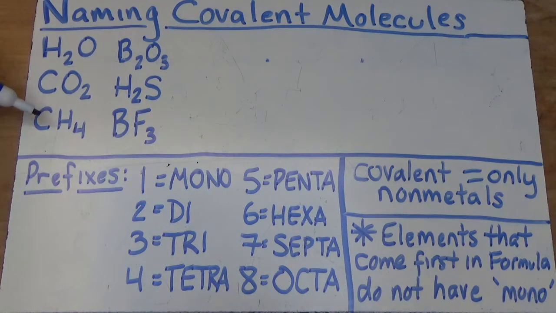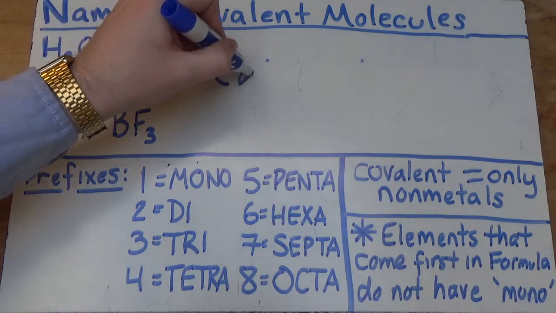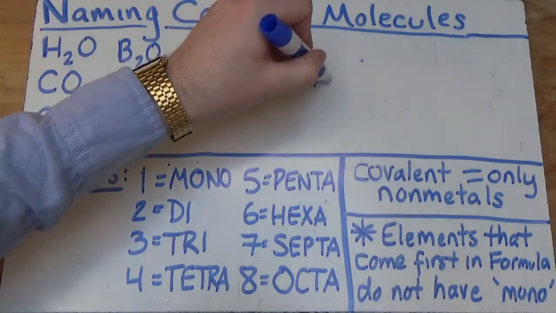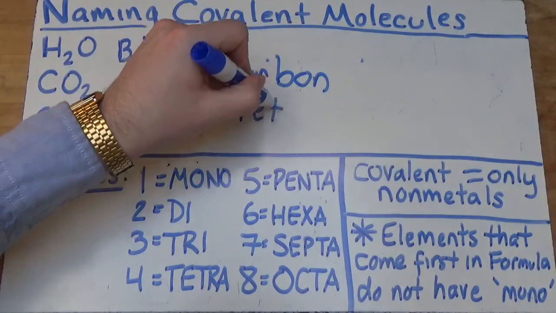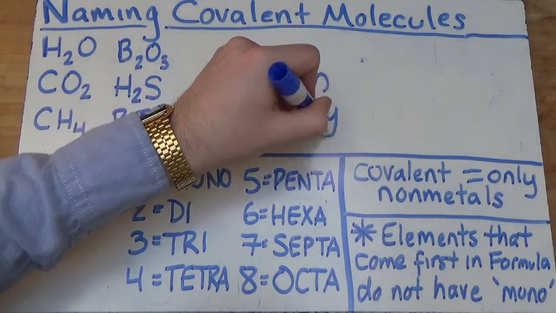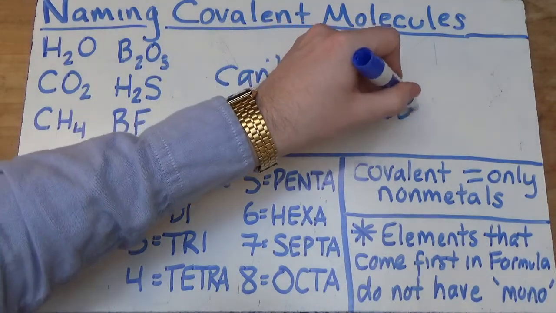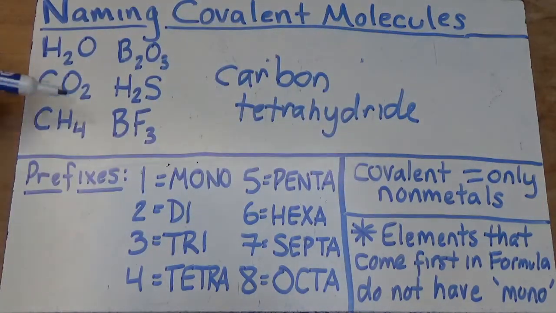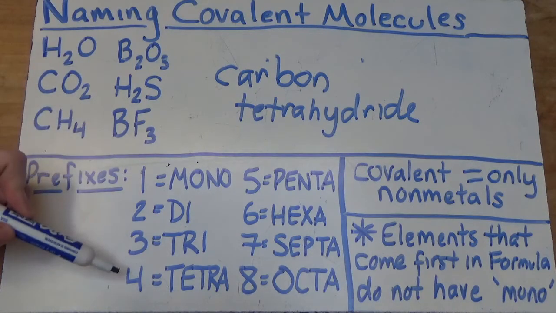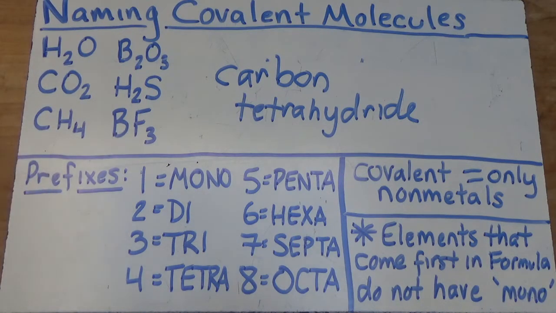Next, CH4. What is this called? Carbon tetrahydride. There are 4 H's. We're going to use this tetra prefix.